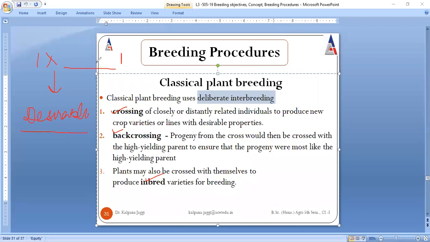Second is back crossing. When these two parents cross, obviously they are going to give rise to progeny. And these parents are good in certain characteristics. Either one parent is good, or both parents are good. If we have only one parent with the desirable characteristics, then we go for the next crossing, that is said to be back crossing. Here the progeny is back crossed with the parent that has the desirable features, or we can say with the parent that is high yielding, to ensure that when this cross is carried out, the progeny that is produced is also high yielding progeny.